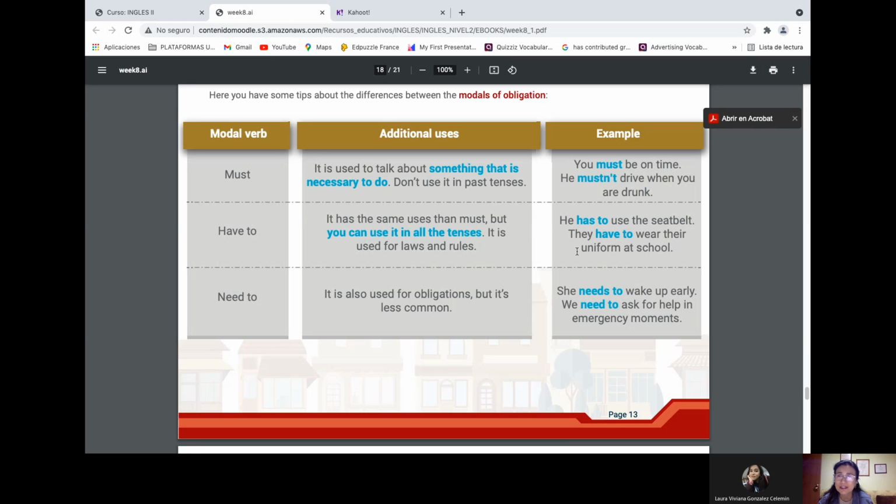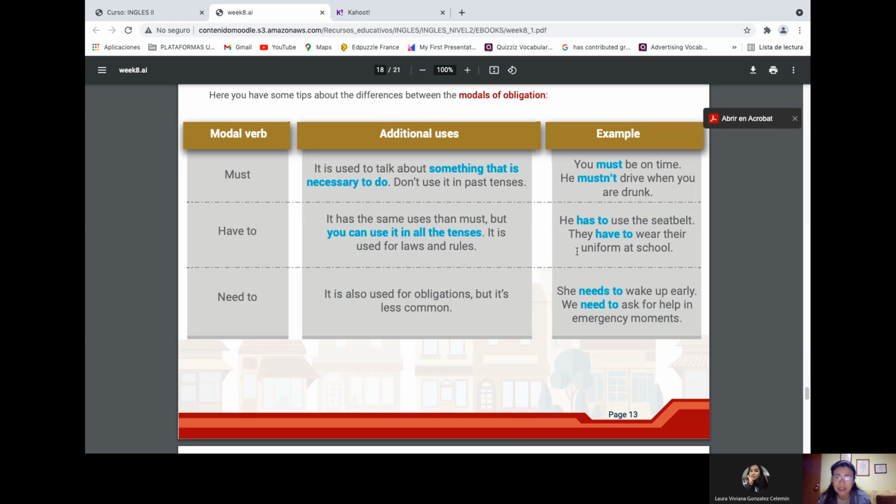She needed to present an exam. And it is used also for obligations, but it's not very strong. No es tan fuerte. It's not very strong like must or have to. And besides that, it's less common. It's not very popular. Here you have some examples.